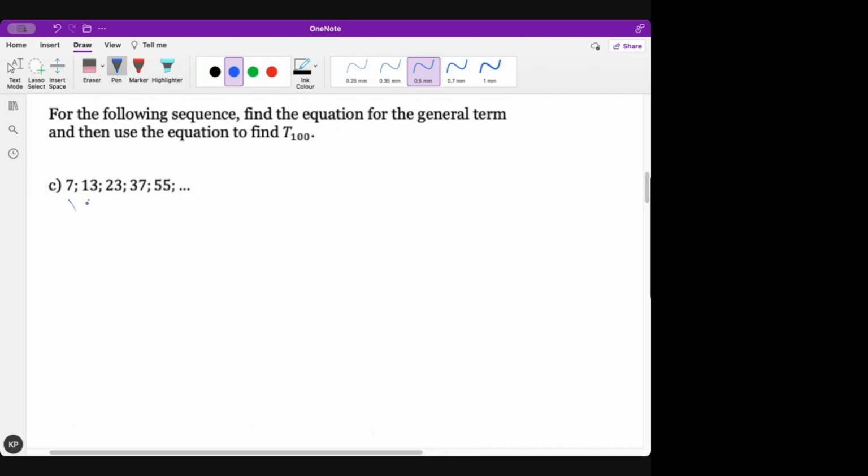7 to 13. Excuse me, 7 to 13. Thank you, Edith, 6. And then term 2 to term 3, we added 10. And then we added, is that 19? Check again.